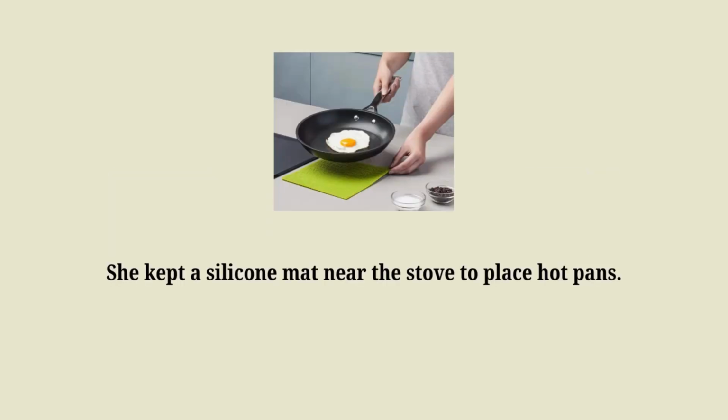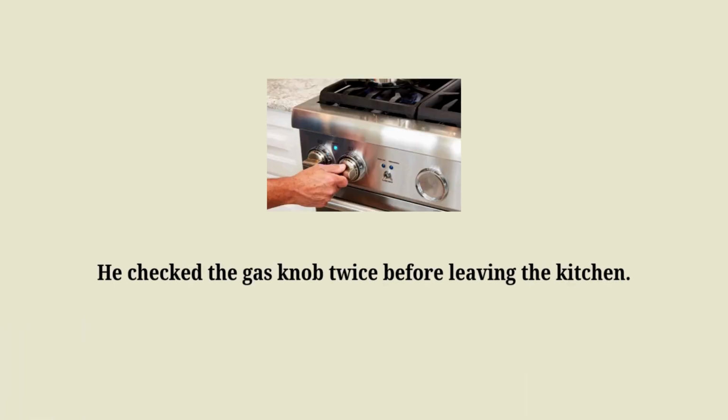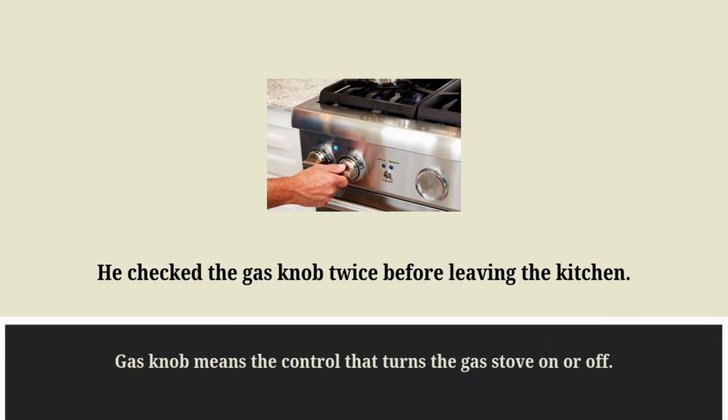She kept a silicone mat near the stove to place hot pans. In simple terms, she kept a heat-proof, flexible mat by the stove to put hot pans on safely. He checked the gas knob twice before leaving the kitchen. Gas knob means the control that turns the gas stove on or off.